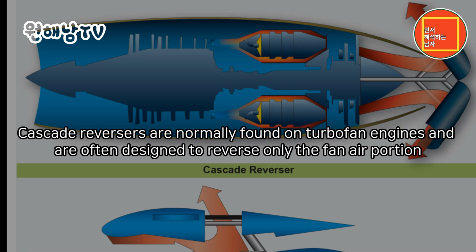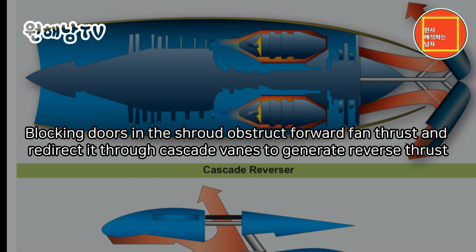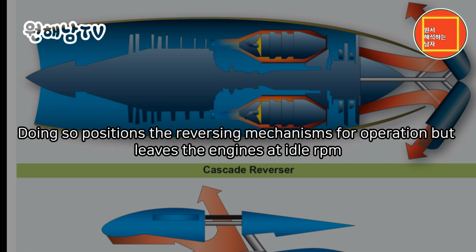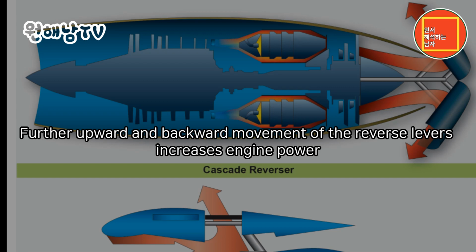Cascade reversers are normally found on turbofan engines and are often designed to reverse only the fan air portion. Blocking doors in the shroud obstruct forward fan thrust and redirect it through cascade vanes to generate reverse thrust. On most installations, the pilot selects reverse thrust with the thrust levers at idle by pulling up the reverse levers to a detent. Doing so positions the reversing mechanisms for operation but leaves the engines at idle RPM. Further upward and backward movement of the reverse levers increases engine power.